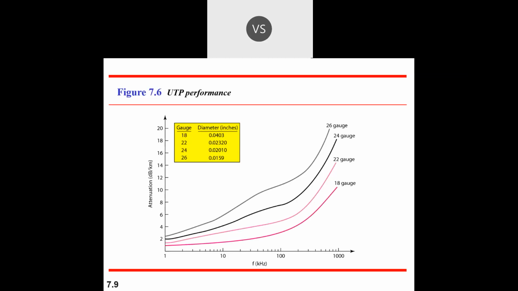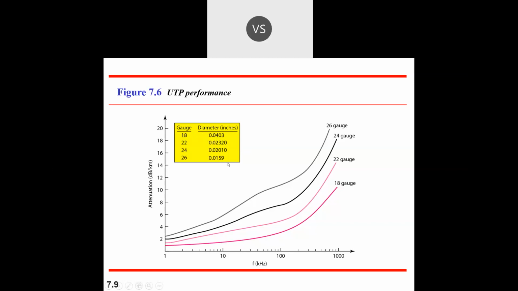Next we have UTP. Let's see the unshielded twisted pair performance. Here, if you increase the frequency of your communication, attenuation is going to occur, because here there is a graph related to gauge. Gauge is related to the diameter, that is, the diameter with respect to 18 gauge, 22 gauge. It's in terms of inches.